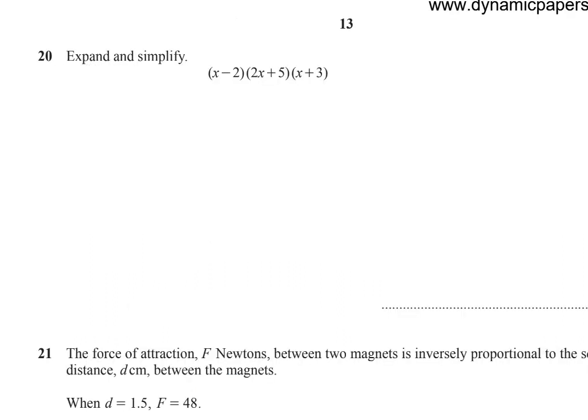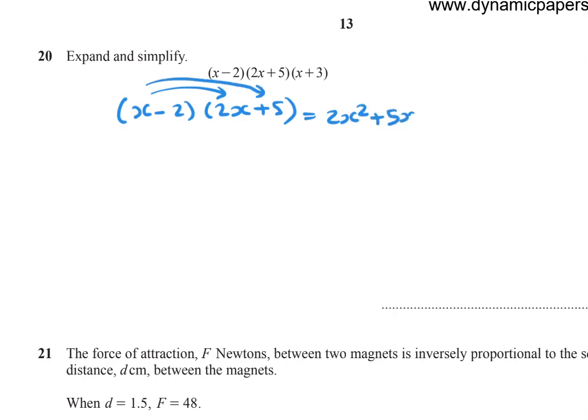Number 20, expand and simplify. So multiply x minus 2 times 2x plus 5 first. x times 2x, 2x squared. x times 5, 5x. Negative 2 times 2x, negative 4x. Negative 2 times 5, negative 10. Combine the like terms, so 2x squared plus x minus 10.